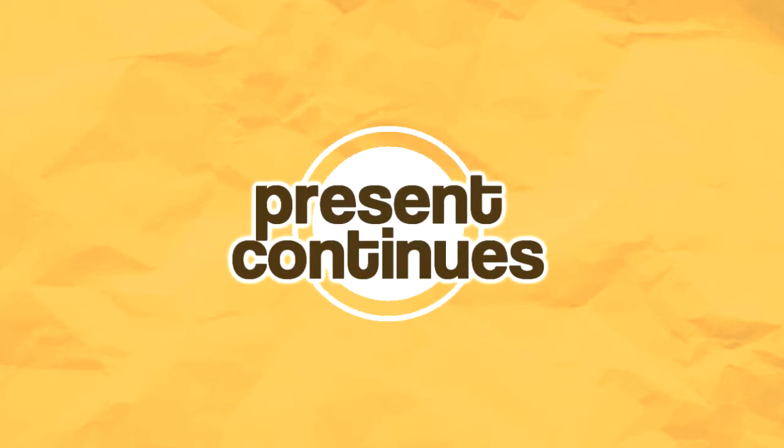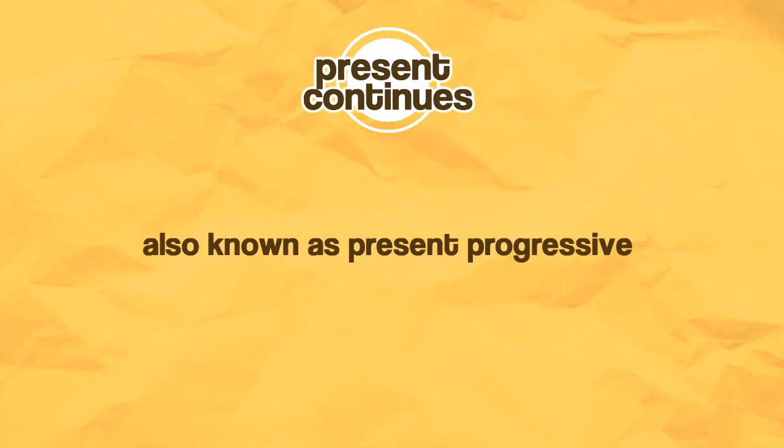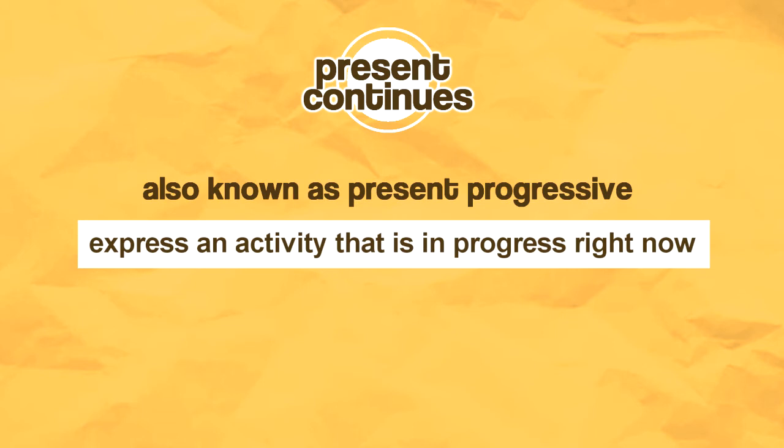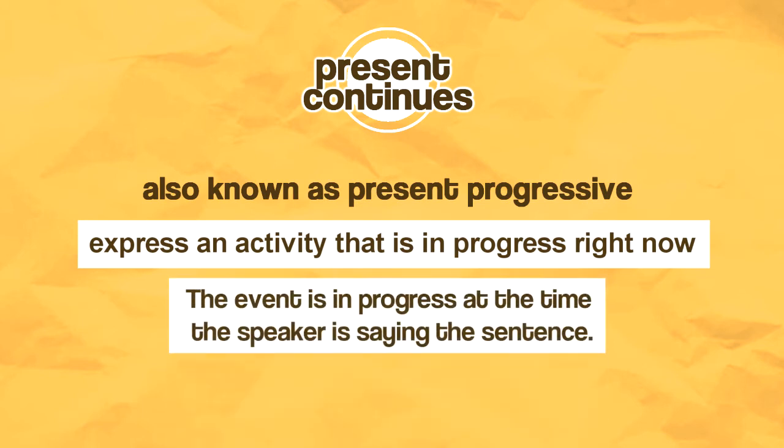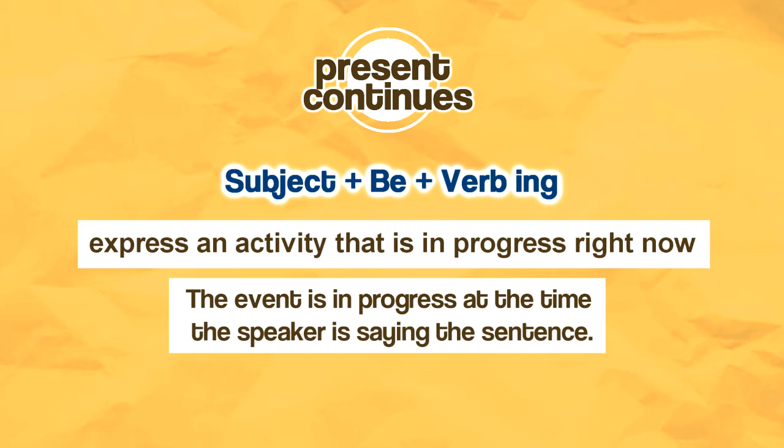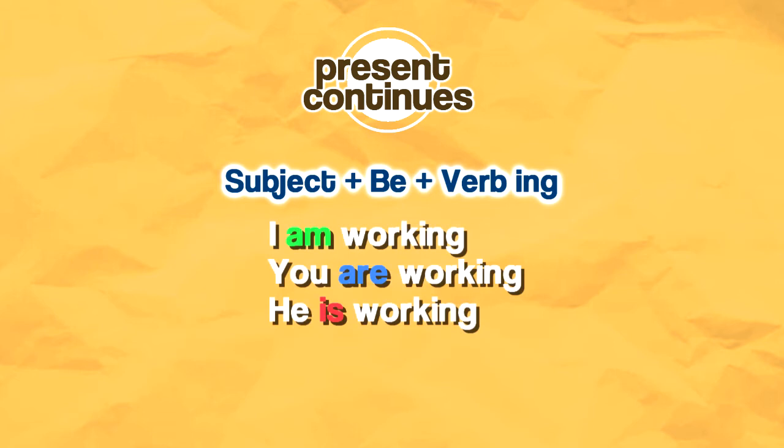Let's move to present continuous. The present continuous, also known as present progressive, expresses an activity that is in progress right now. The event is in progress at the time the speaker is saying the sentence. The formula is subject plus be plus verb plus ing. Let's take a look at this example below.